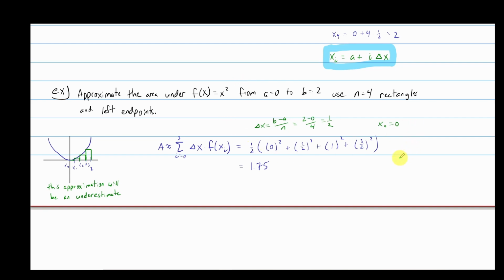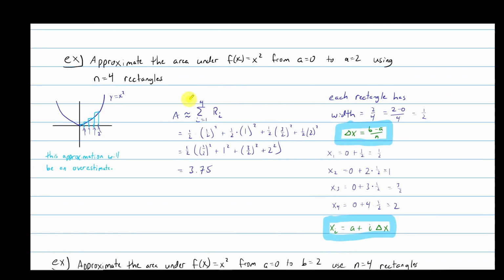In this example, we were using left endpoints. In the example up here, we used right endpoints. Going forward, we're going to stick with just right endpoints for our examples. We could have other options too. We could also pick the midpoint and use that to determine the height of each rectangle. And there are advantages to using different techniques.